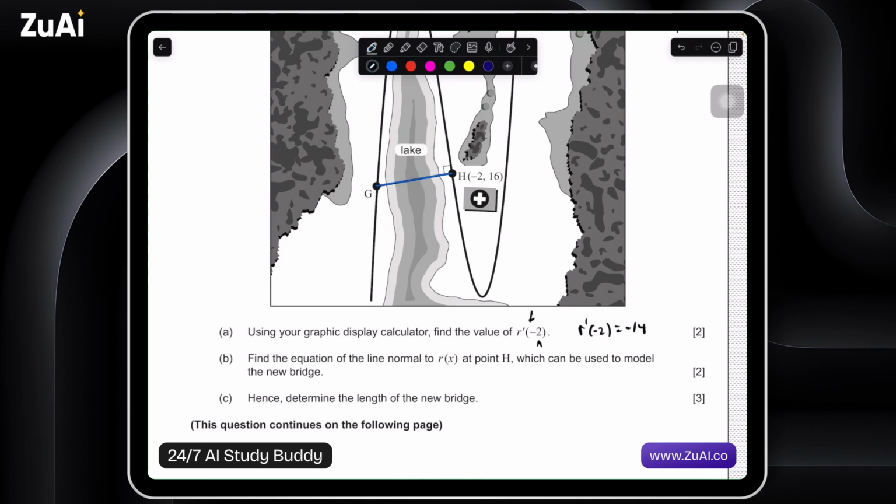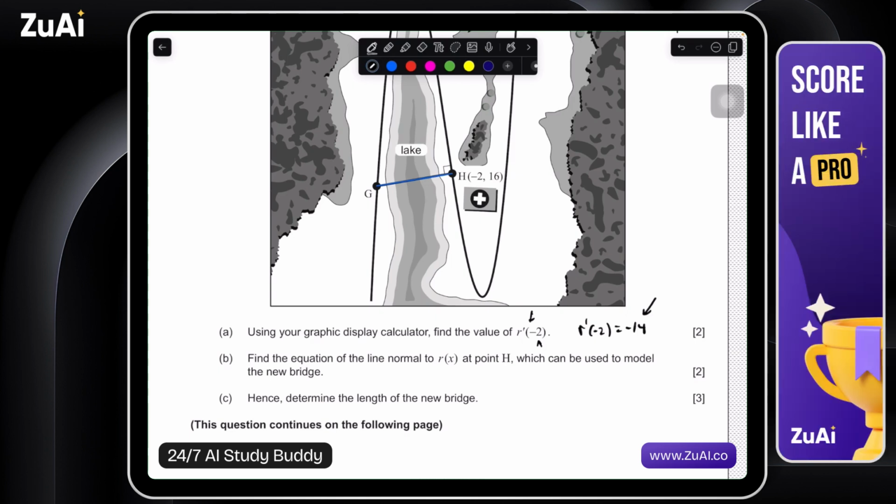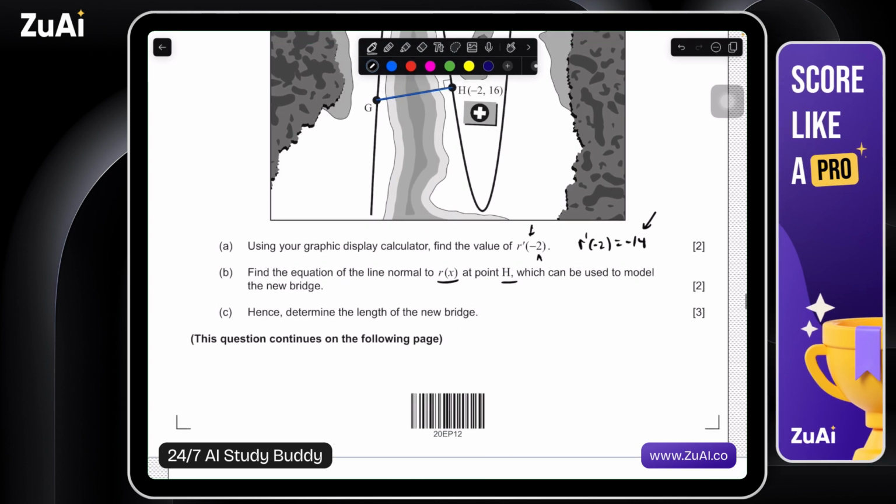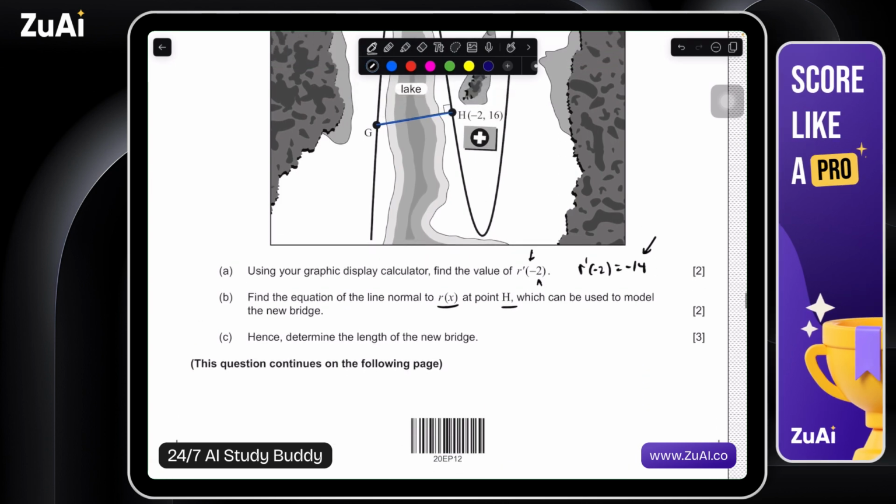And remember, the IB rarely asks you something just as a piece of trivia. If they give you something, if they're saying find the derivative at this point, negative 2, the slope of a line of this function at a given point, chances are they're going to want you to make use of it. So find the equation of the normal to r of x at point H at (-2, 6). So let's go ahead and do that. I'm going to use this space over here.